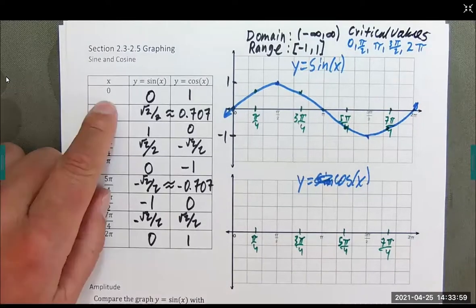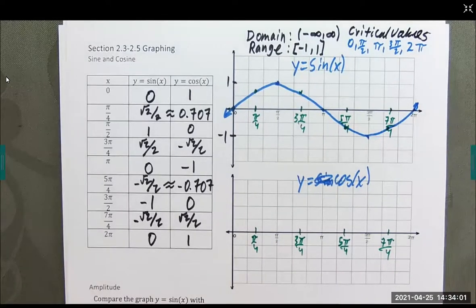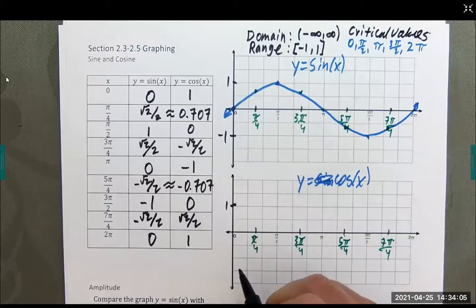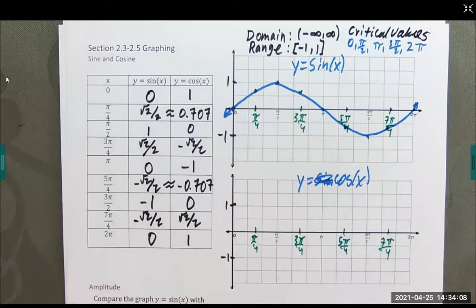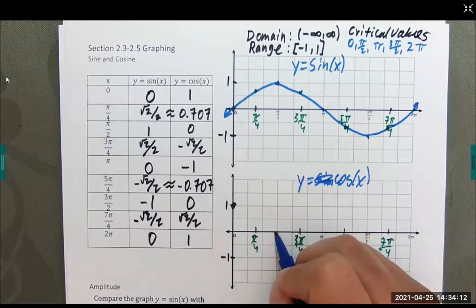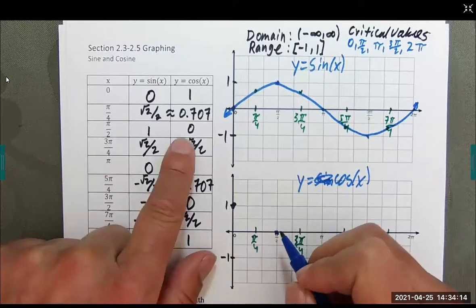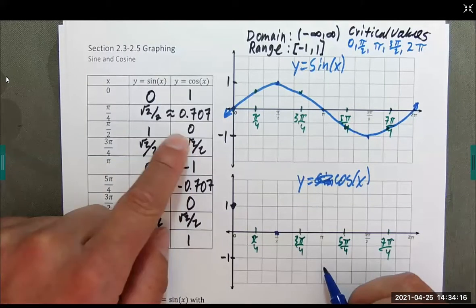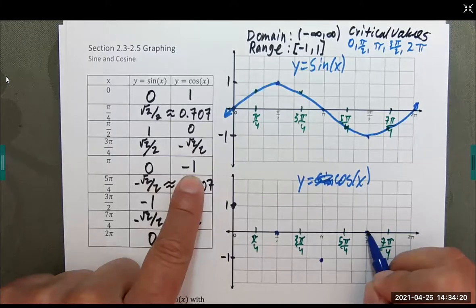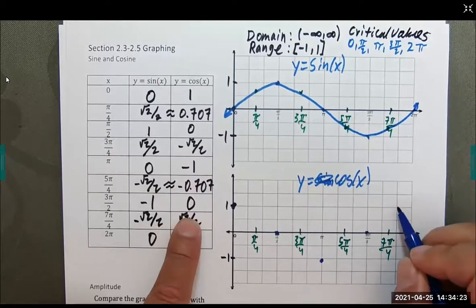So when x is 0, cosine is up here at 1. Let me label the y-axis as well. So I actually start up here. Then I go back down to 0 at pi over 2, then down to -1 at pi, then back up to 0 at 3 pi over 2, then back up to 1.